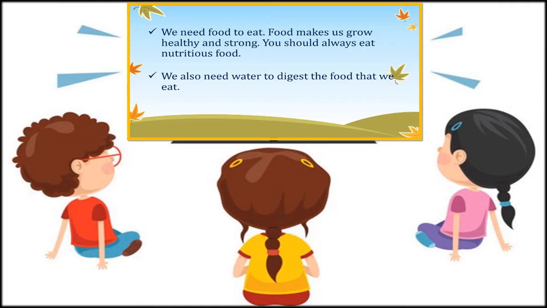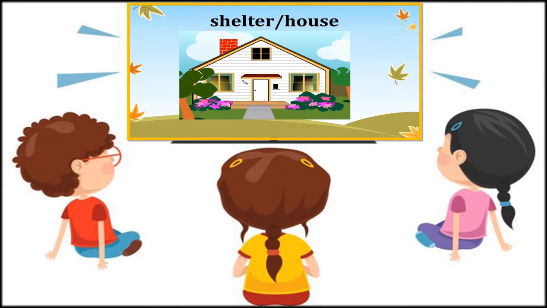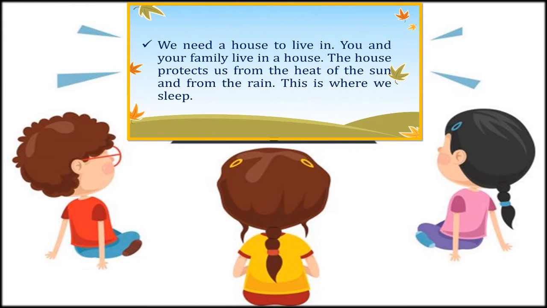Now, what will you do to have a healthy body? Do you eat just food like fruits and vegetables every day? Next, shelter or house. We need a house to live in.